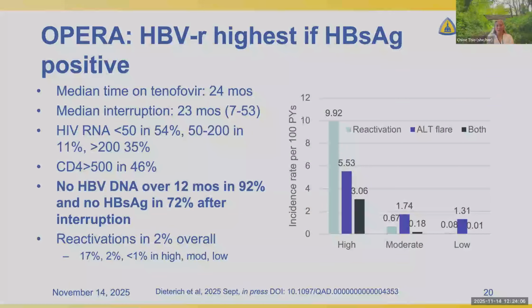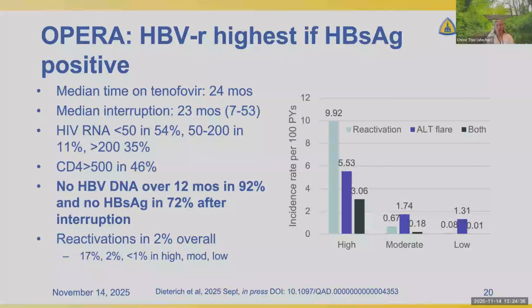So the median time on tenofovir was 24 months. The median interruption time was 23 months, and you can see the range there. In terms of HIV RNA levels in this group, 54% were less than 50, 11% were 50 to 200, and about a third were greater than 200. The CD4 count was greater than 500 in about half of them.